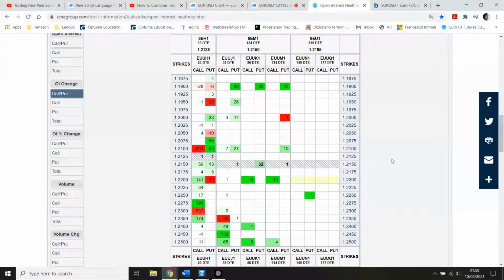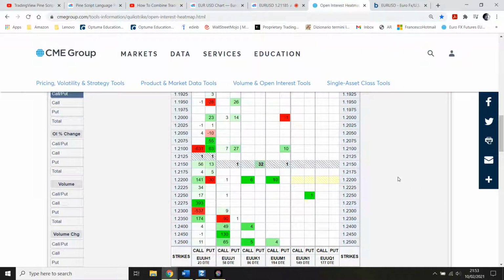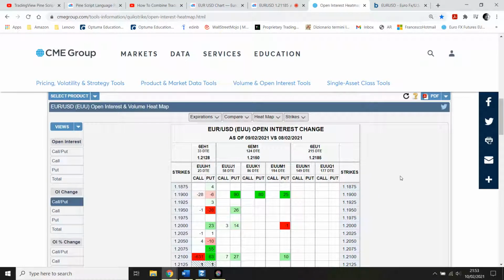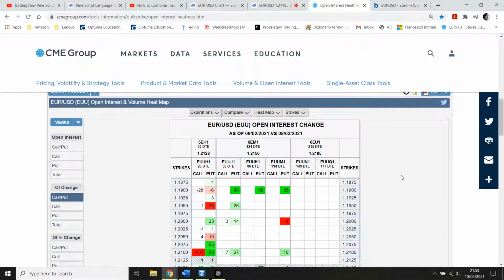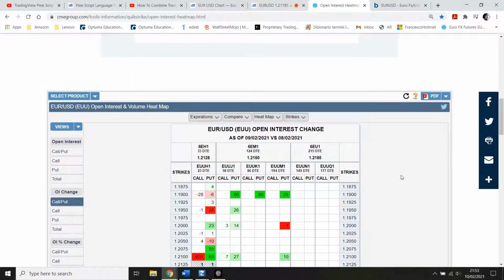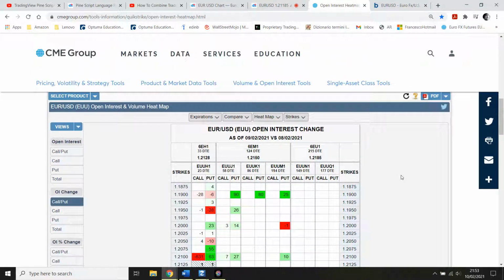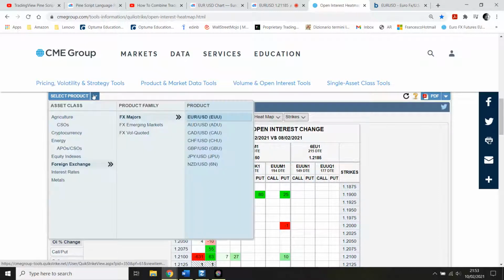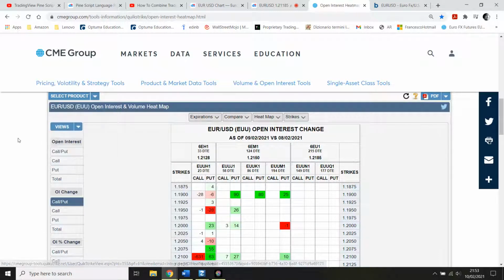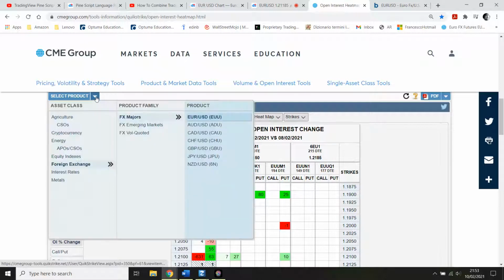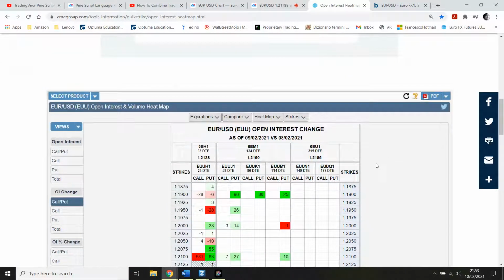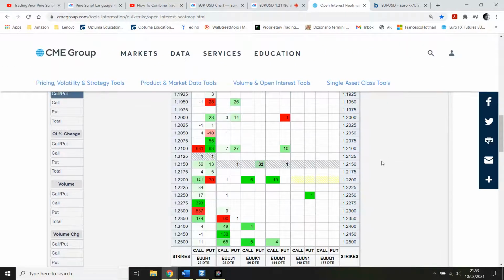and volume is useful that way. Another thing that I use as well is again from CME Group, Chicago Mercantile Exchange. Their open interest data is fantastic because we have, again, a centralized source. So I go to select product, and in there you can see there's foreign exchange. In foreign exchange I have my FX majors, Euro USD. So select that, and you have all your contracts there.